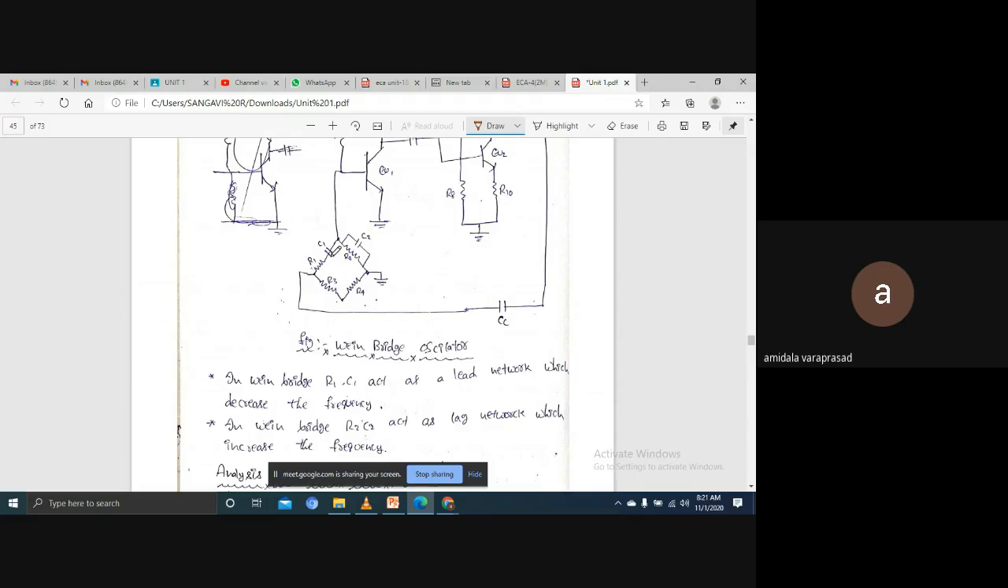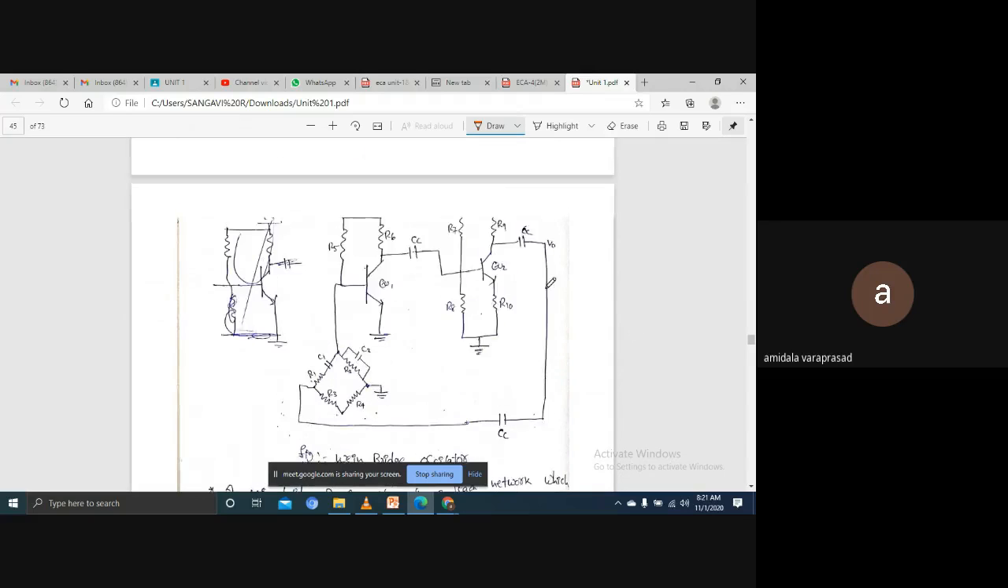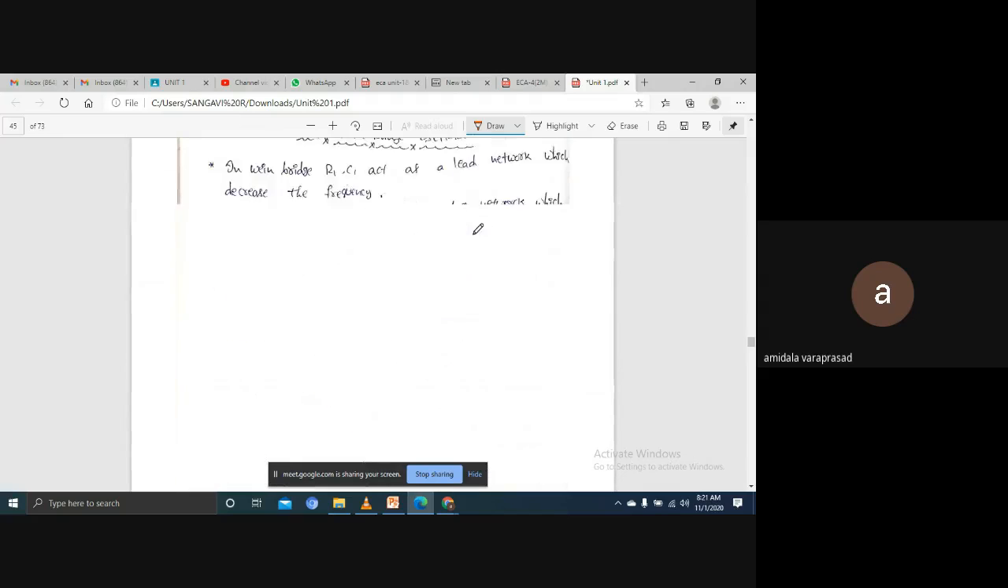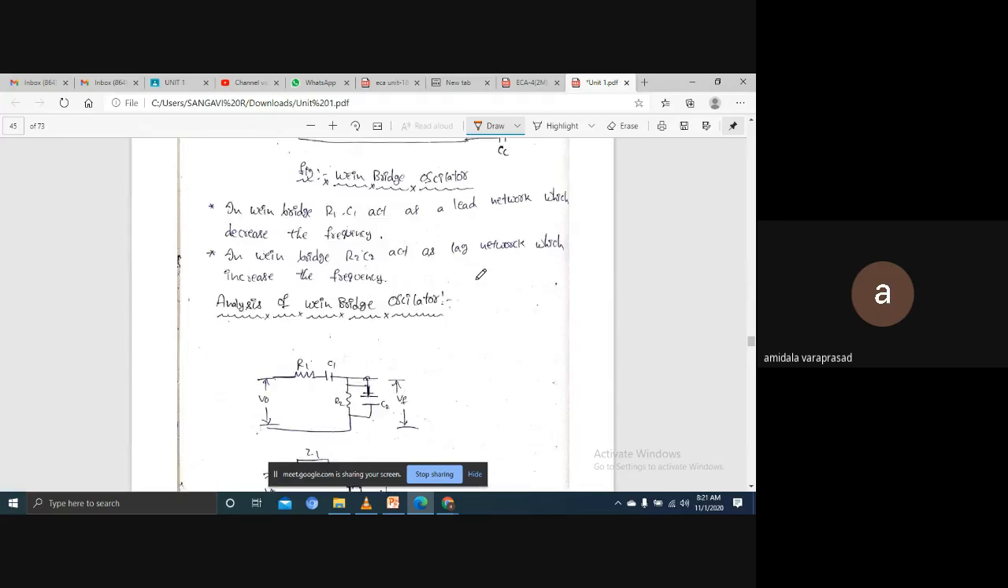This bridge circuit is a balanced circuit. And here a coupling capacitance is definitely needed. Either you can draw it here or here, one time you can draw. Now, in the Wien bridge oscillator, we need to do the analysis.